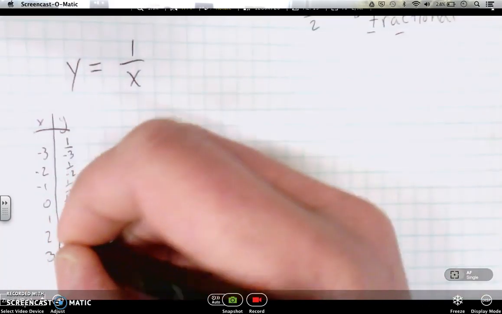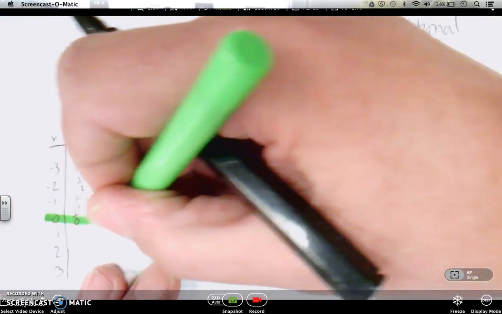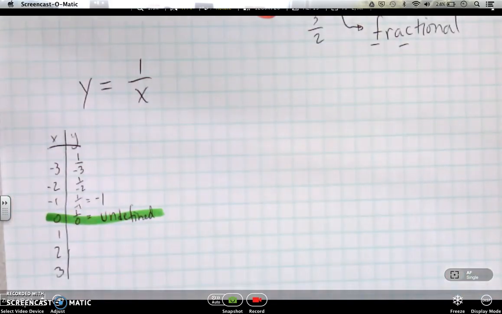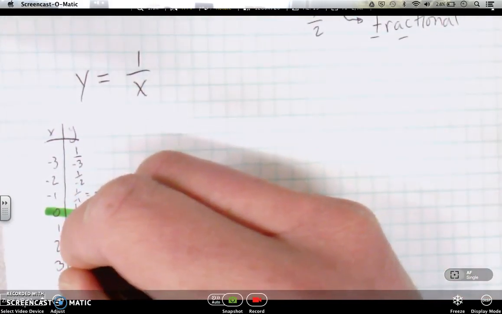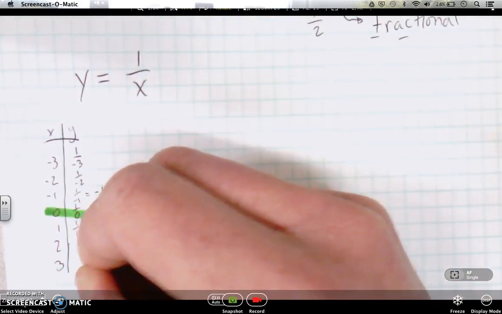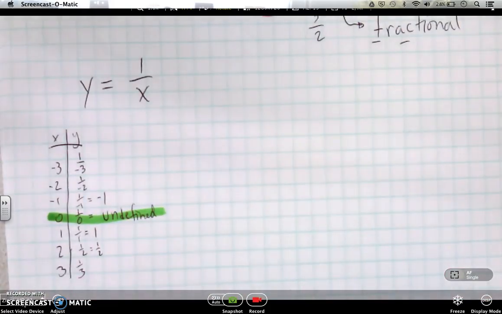That's critical. In fact, I'm going to go ahead and highlight that key information. This is critical about this chapter. Undefined. When you plug in 1, it's 1 over 1, which is 1. Plug in 2, it's 1 over 2, which is 1/2. And 1/3. So we've got a few points. Let's go ahead and see what the graph turns out like.